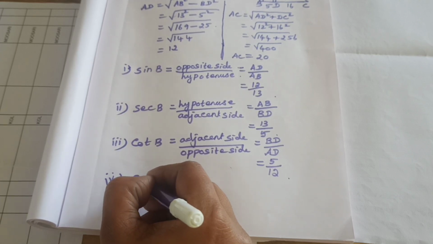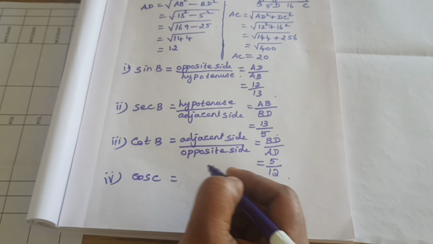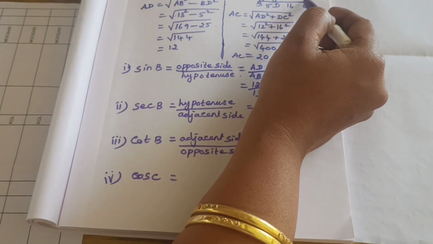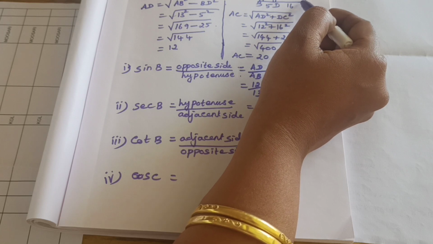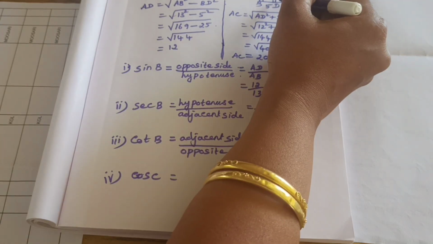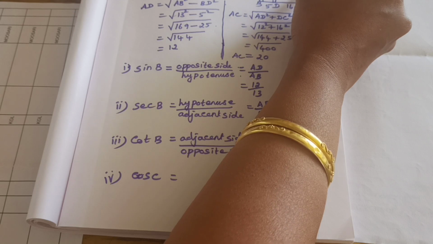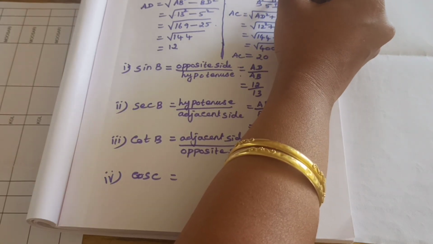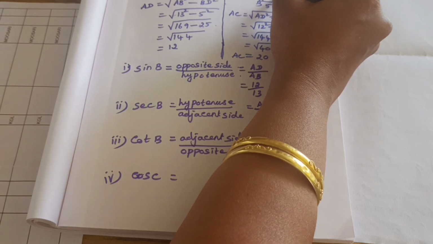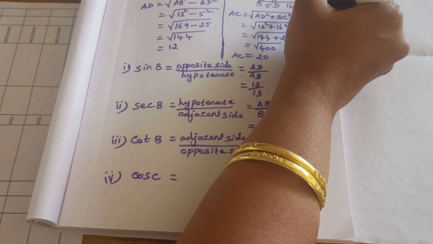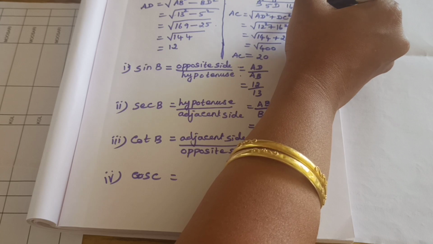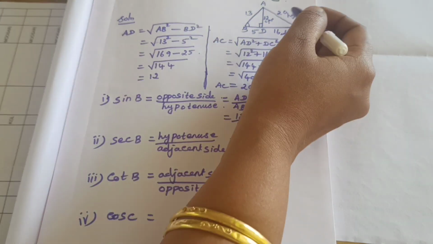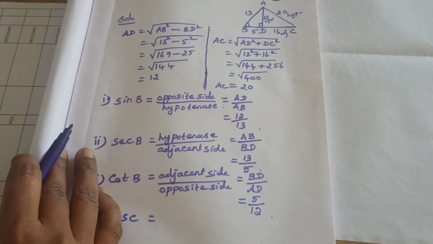Fourth one, cos C. Here what is given? Cos C, now the angle is C. Angle C means this one is the 90 degree angle, and this one is the hypotenuse. Have you understood? Then the side opposite angle C is called what? This one is the opposite side, and this one is the adjacent side. The nearest side is called the adjacent side. Have you understood? Hypotenuse, opposite side and adjacent side.